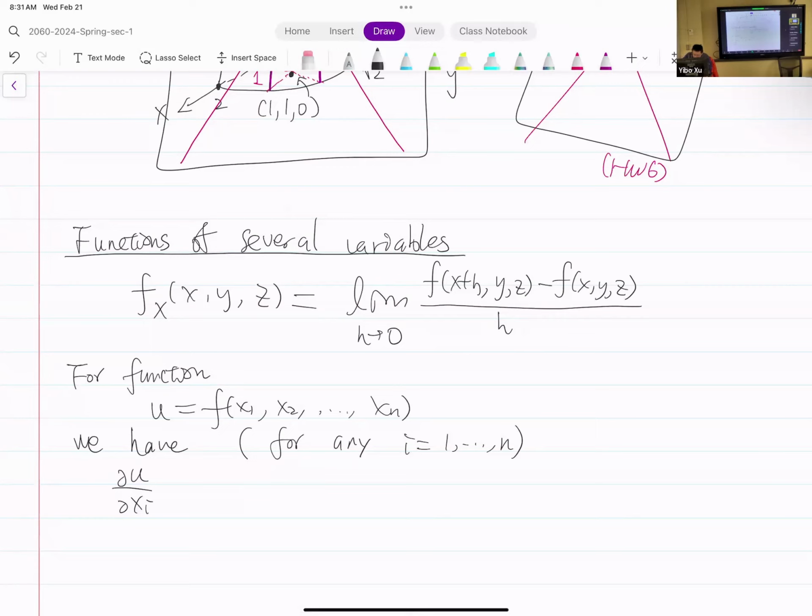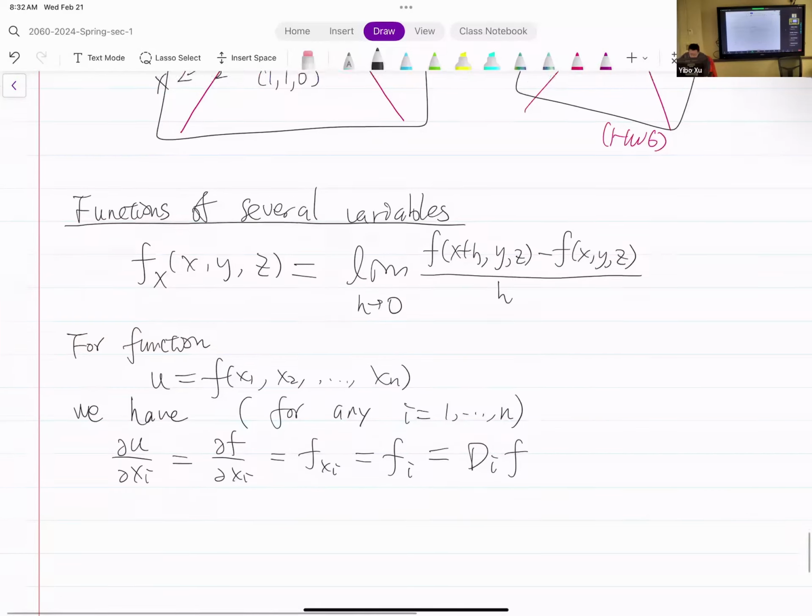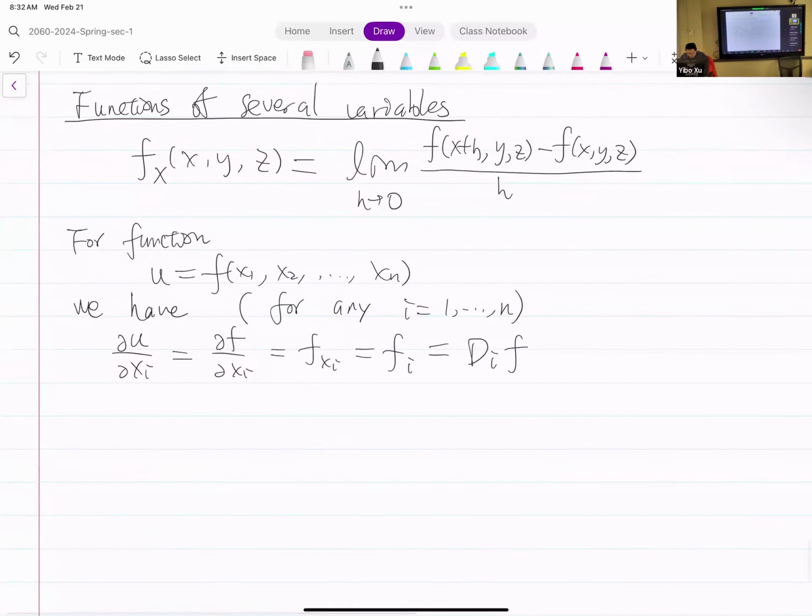In terms of notation, we can also write del f del xi. We can also write f sub xi, or even simplify it to f sub i, because I'm just doing the partial with respect to the ith variable, so I can even omit that x. And we can also write it as capital D sub i of f. This just says I'm doing the partial derivative with respect to the ith variable. Although we have different notations, the definition is an exact extension of the above.